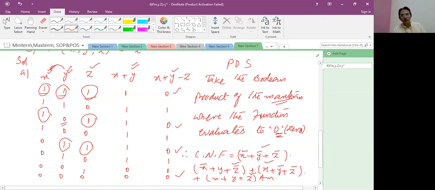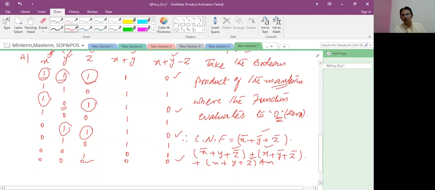y is 0. And we evaluate 0 to x, y, z, because they are opposite. So we will take the complement: x as it is, x plus y plus z complement, and the last one is 0. So when we evaluate, all values are similar to 0. So x plus y plus z as it is. It has no change.